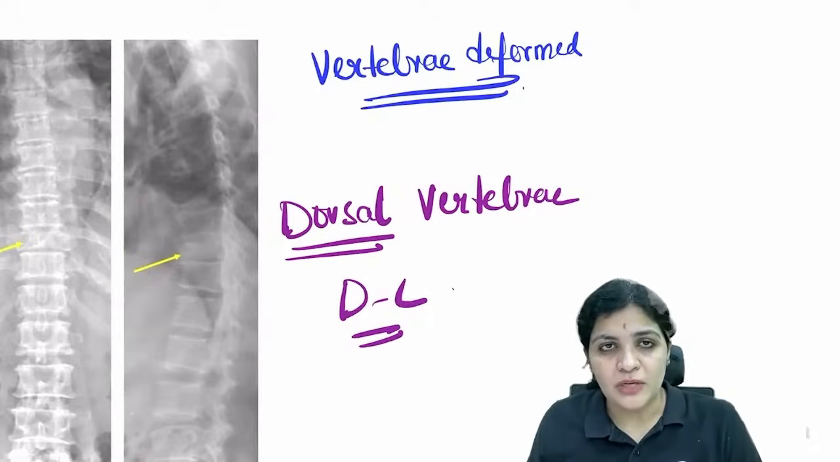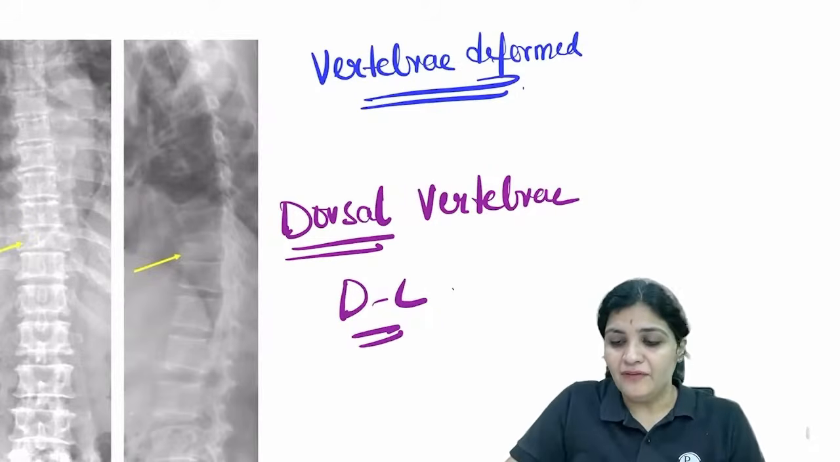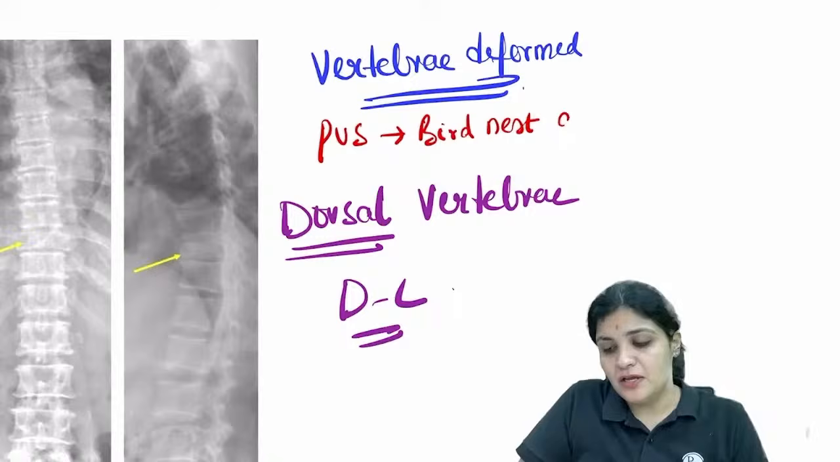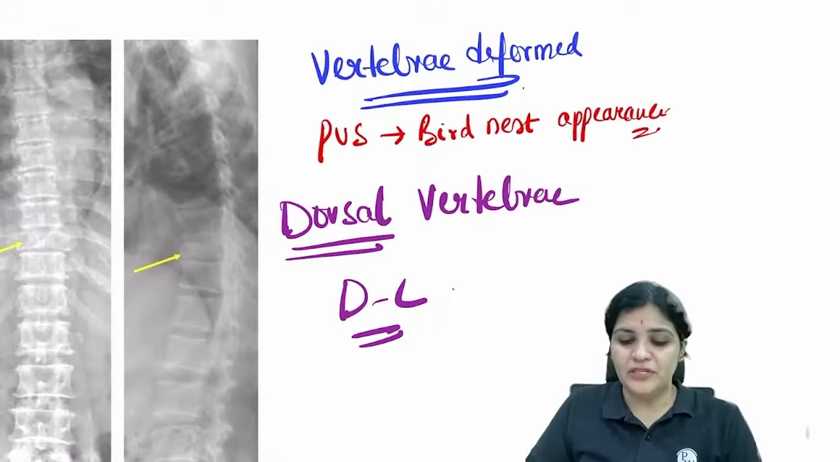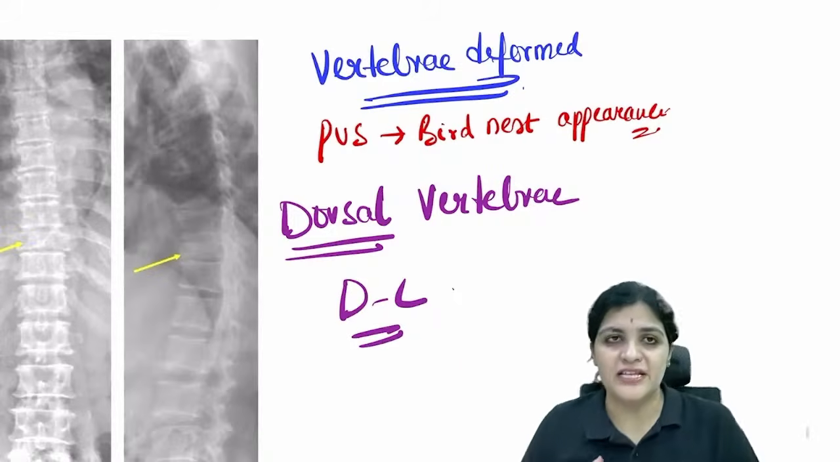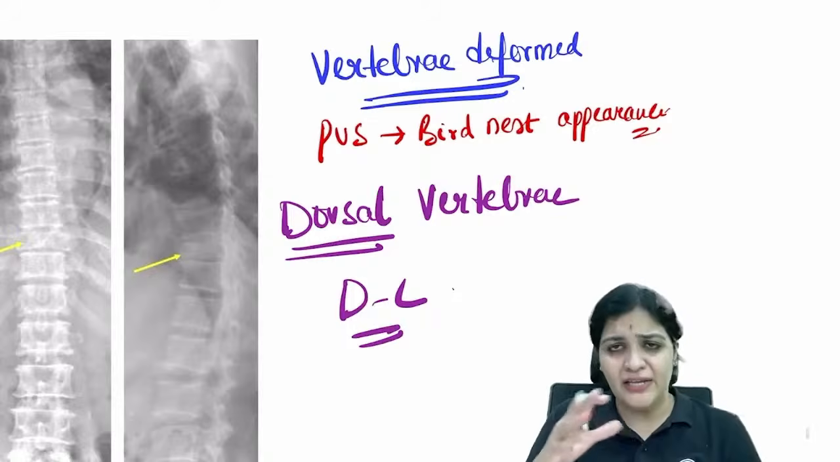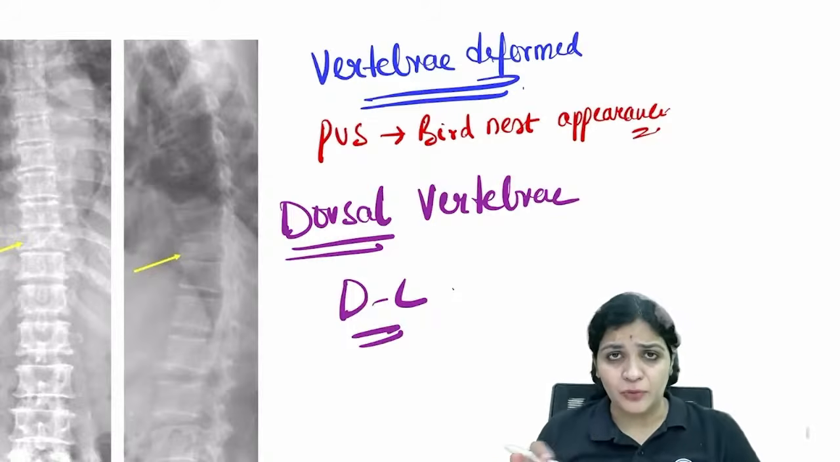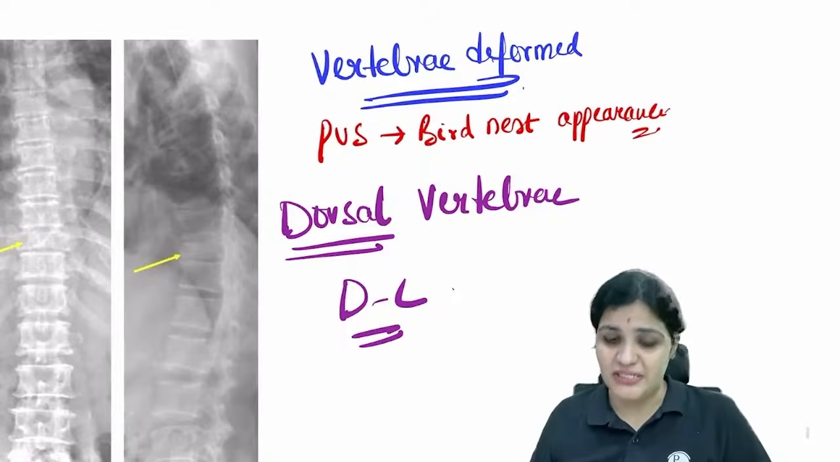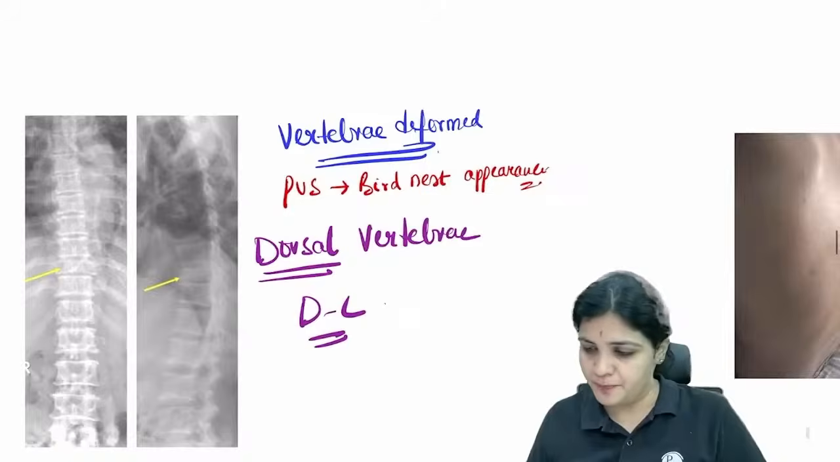So this is the dorsal vertebrae where it is involved, and now you can see formation of the pus which can be present as the bird nest appearance. So the pus which is present will go through on the anterior aspect or the posterior side, right? It finds its way, the least resistance pathway it follows, and then it will present as a bird nest appearance on the x-rays, on the chest x-rays, especially the lateral views.